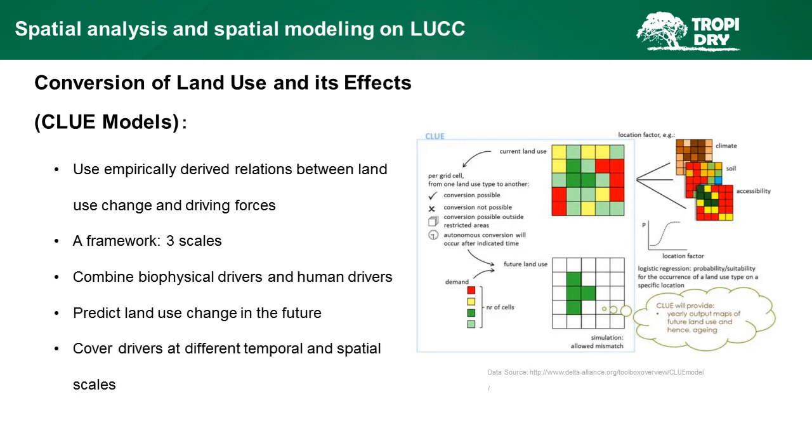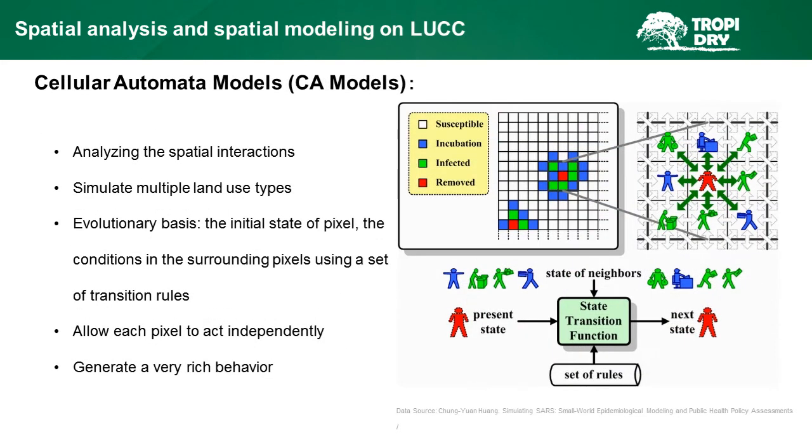The advantage of using a CLUE model is that it can cover a wide range of biophysical and human drivers at different temporal and spatial scales. Whereas the disadvantage of the CLUE model is that it may limit the consideration of institutional and economic variables.